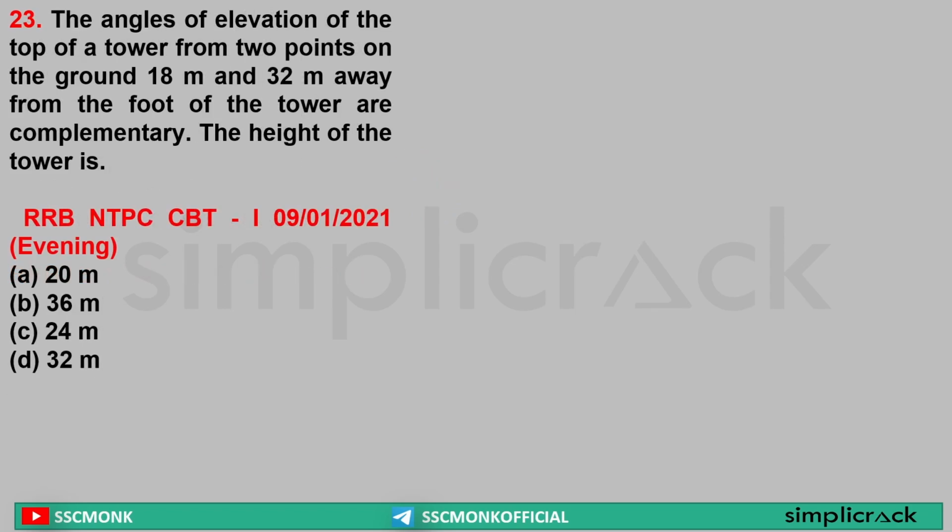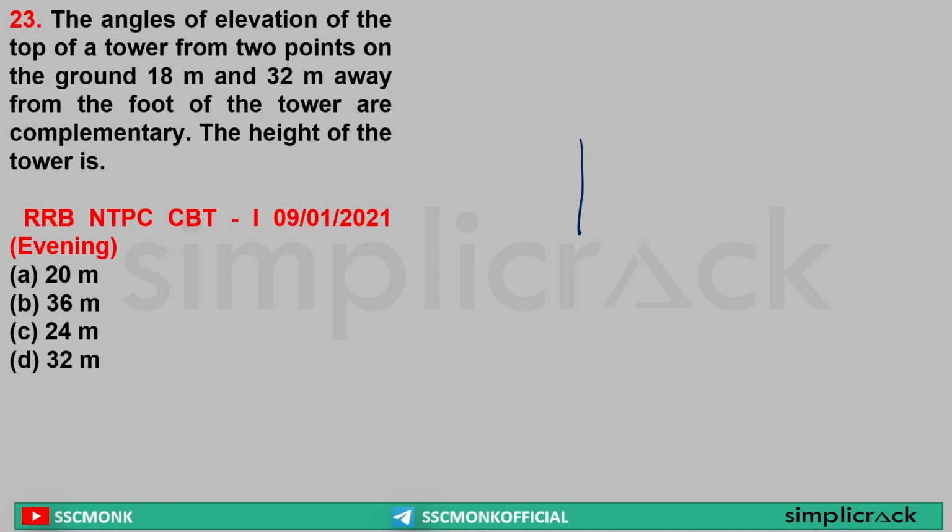Next. The angle of elevation of the top of a tower from 2 points on the ground, 18 meter and 32 meter away from the foot of the tower, are complementary. What is the height of the tower? So first understand this. Let's say this is the tower. Now what is it saying? It is saying two angles are complementary.